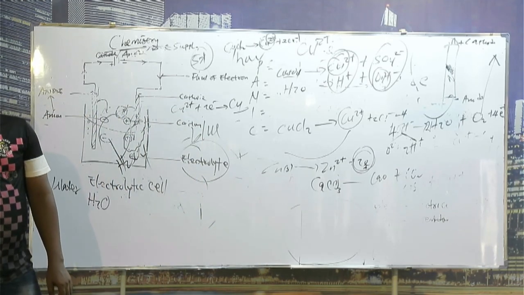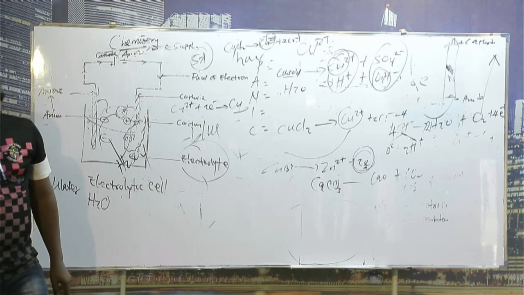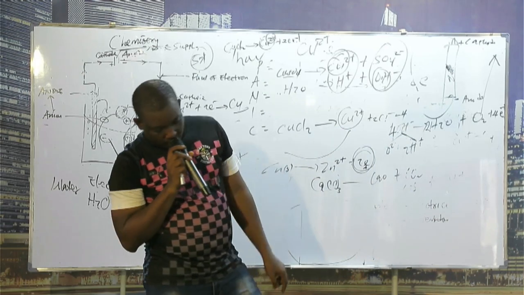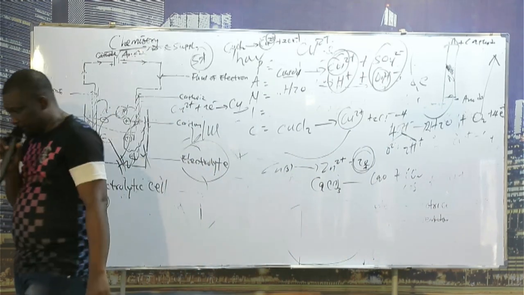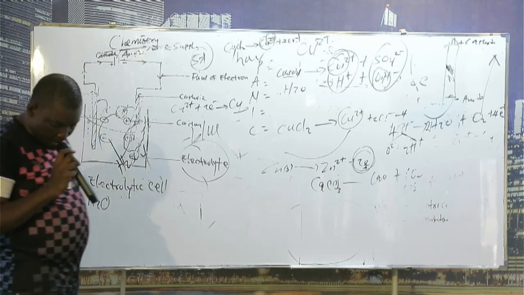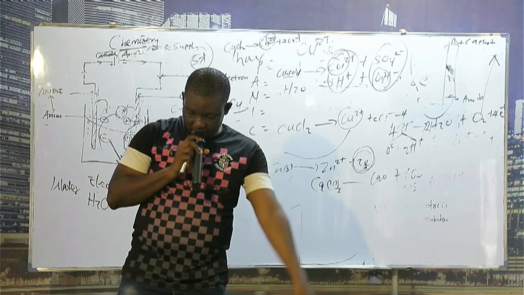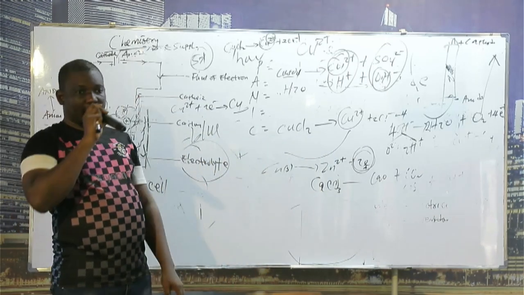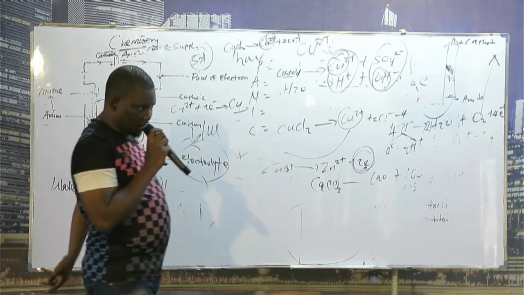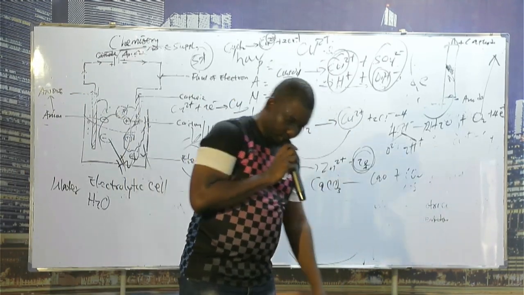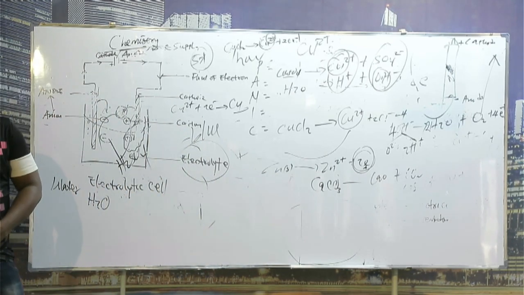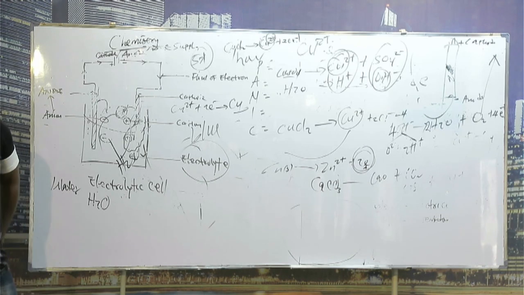Number two, concentration of the ion in the electrolytes. Concentration of ion in what? Electrolytes. And then the last, but not the least, nature of the electrode. Nature of what? Electrode. Full stop.